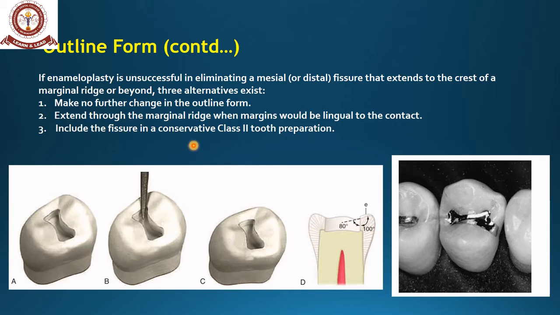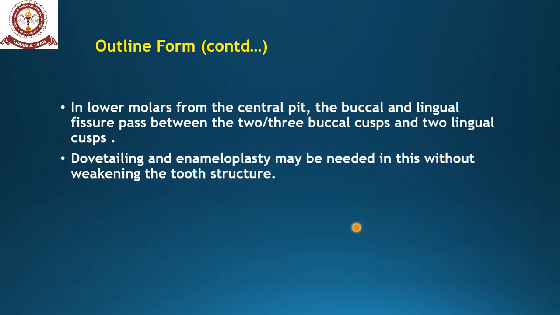these three alternatives. Whenever you are doing enameloplasty, make sure that the cavosurface angle for the tooth structure should be 100 degree and for the amalgam restoration it should be 80 degree, or else it will fracture. The amalgam will fracture because the property of amalgam itself is like that.